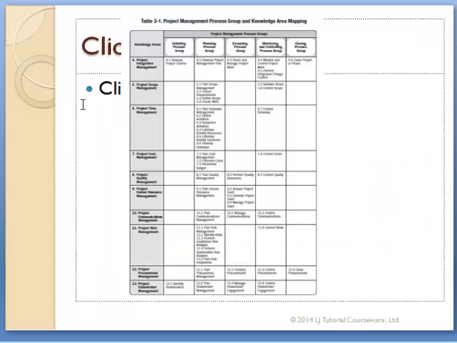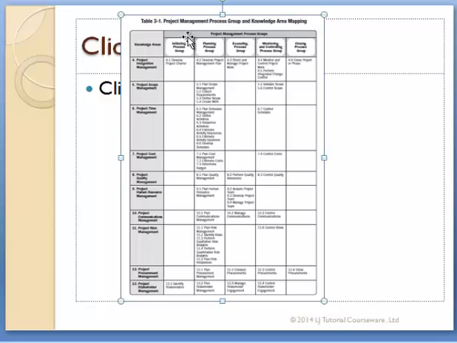Then on page 61 of your PM book, you would see this chart. It just tries to show you the relationship between the project management processes and the knowledge areas. So from the next video, I would be discussing in detail the knowledge areas one after the other.